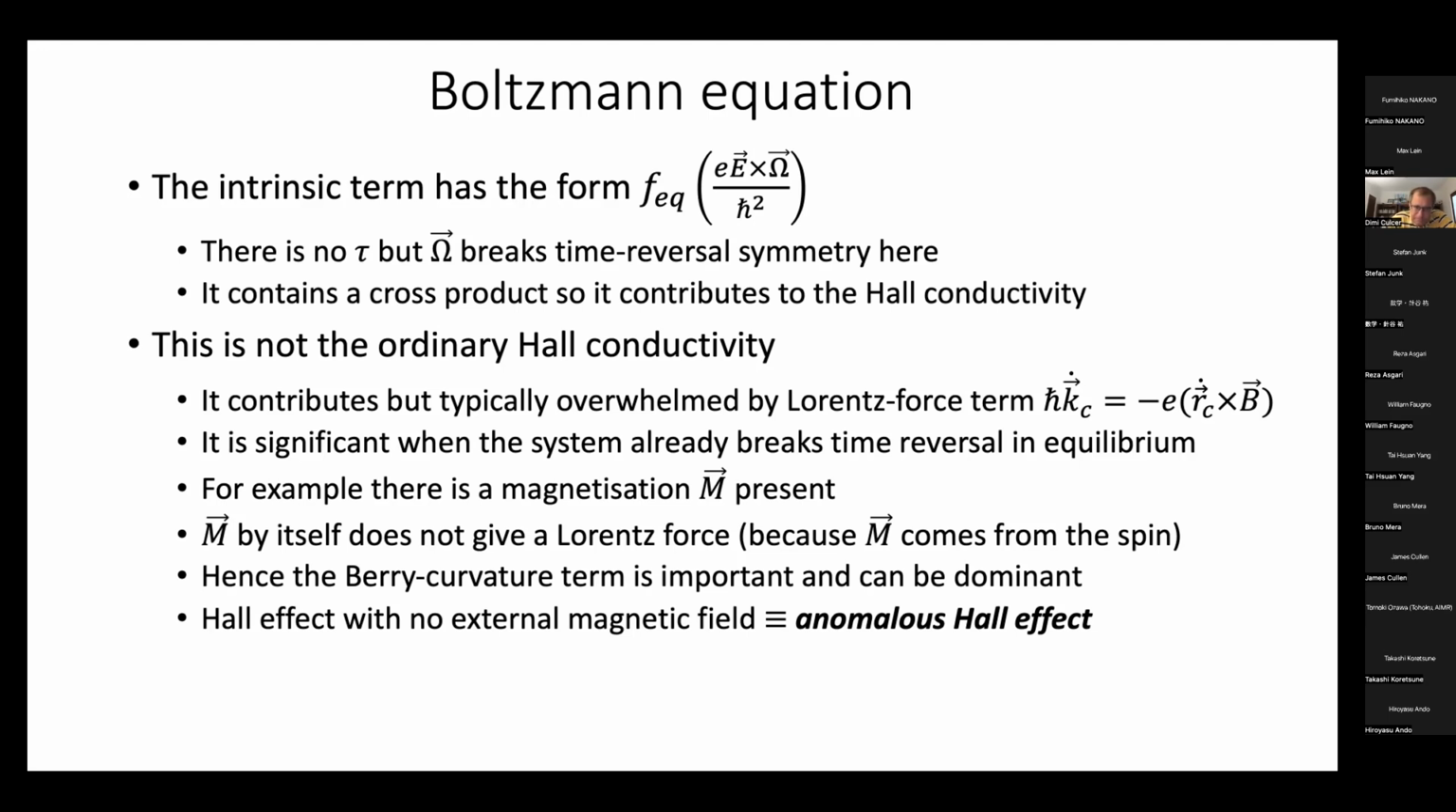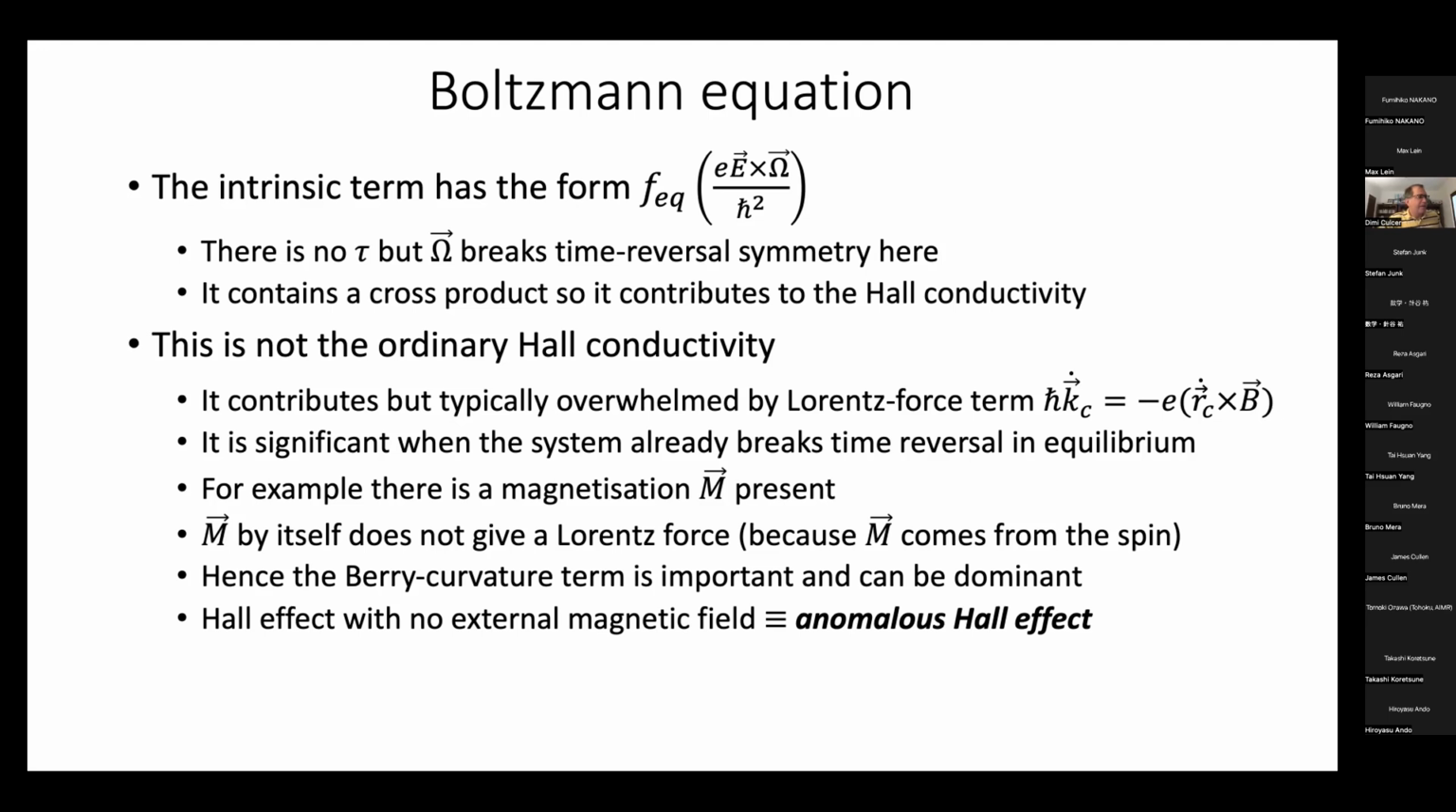So this thing is important when the system already breaks time reversal. In the equilibrium case, when you have a magnetization present, the magnetization doesn't give you a Lorentz force, so it gives you something else, right? You get a Hall effect where there's no external magnetic field, and this is why we call it the anomalous Hall effect.